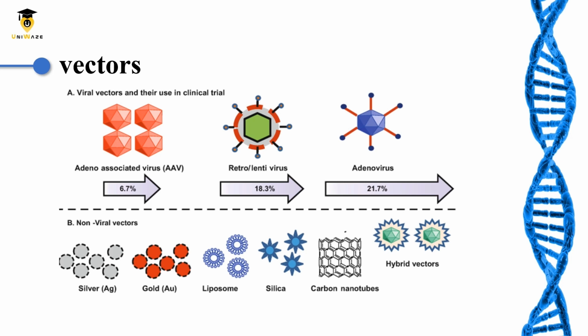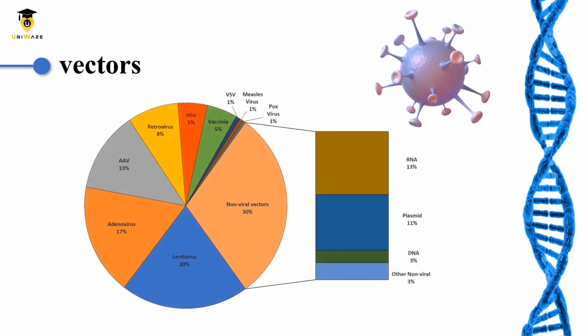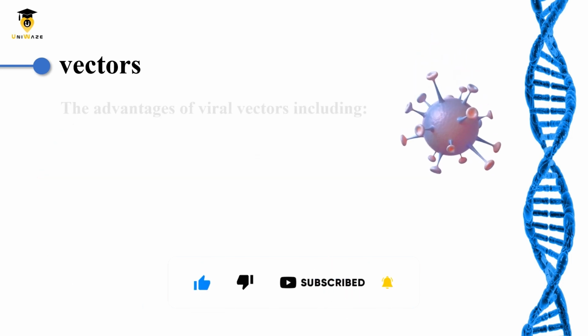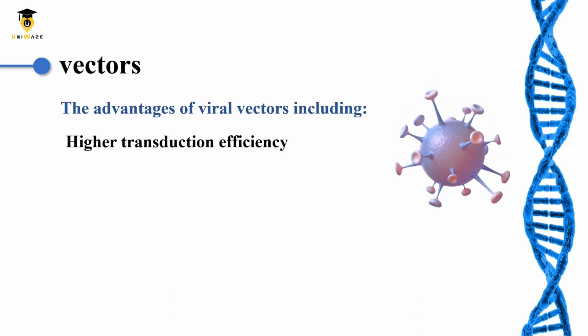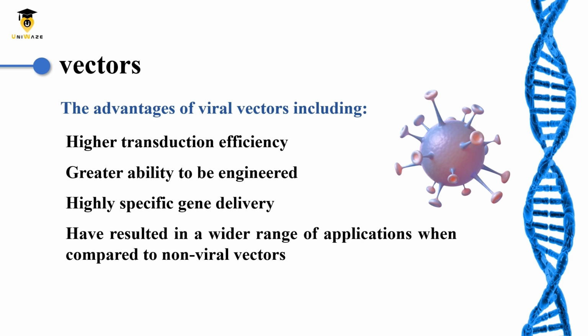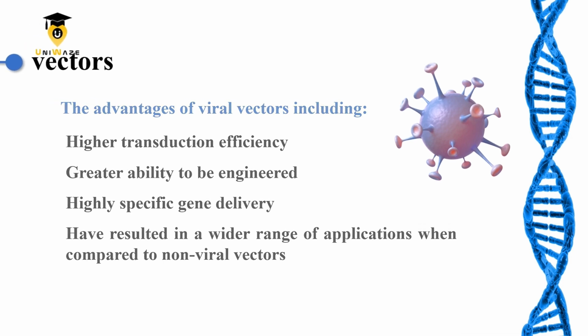Different vectors with different characteristics have been used for various applications. The most common type of vectors is viral vectors, which can effectively transfer their gene into their host cells. Three important viruses in gene therapy include lentivirus, adenovirus, adeno-associated virus. The advantages of viral vectors, including higher transduction efficiency, greater ability to be engineered, and highly specific gene delivery, have resulted in a wider range of applications when compared to non-viral vectors.